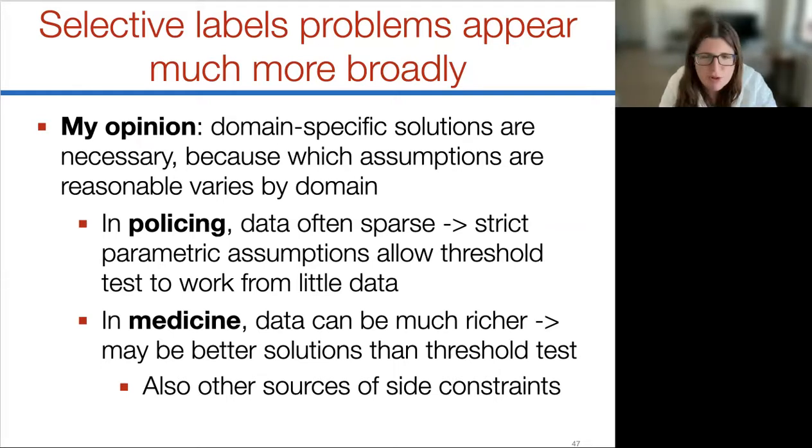And so you have to make strict parametric assumptions to allow the threshold test to work on the basis of little data. In contrast, in medicine, that may not be the optimal solution because the data can be much richer and more detailed. You might have lots of covariates, which could inform your inferences about the shape of the risk distribution. You might also have other sources of side constraints, ways you can constrain the unobservables. And so that is something we are actively looking into now.